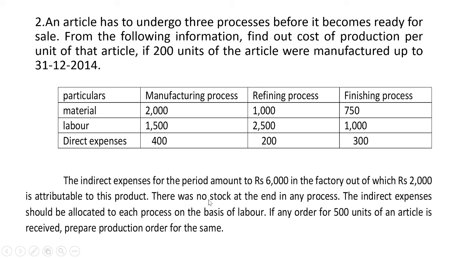So there was no stock at the end in any process. The indirect expenses should be allocated to each process on the basis of labor. So if any order for 500 units of an article is received, prepare production order for this.